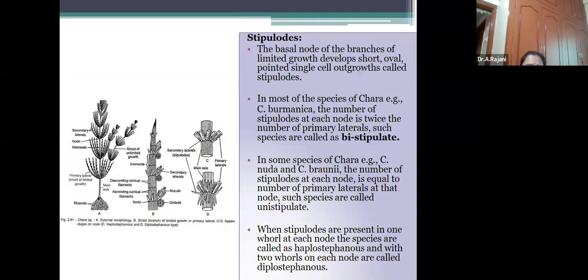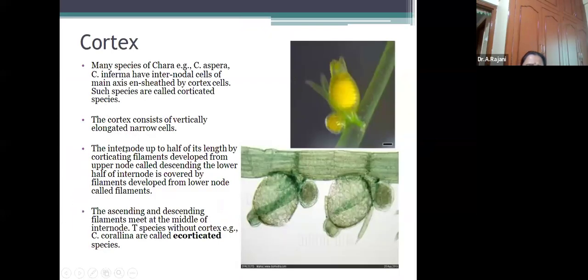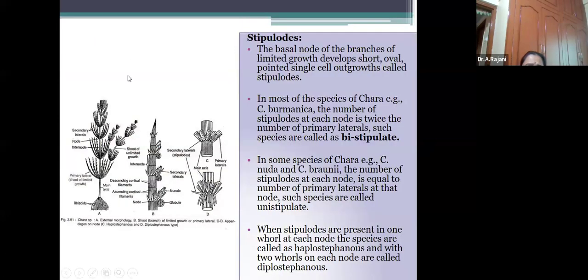See, this is the main axis. What are the stipulodes? You can observe this is the main axis. You can observe the external morphology of this whole plant. This main axis is a branch of unlimited growth. Here the primary laterals are of limited growth. This branch is of unlimited growth.